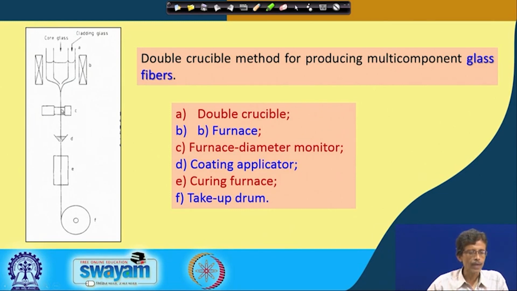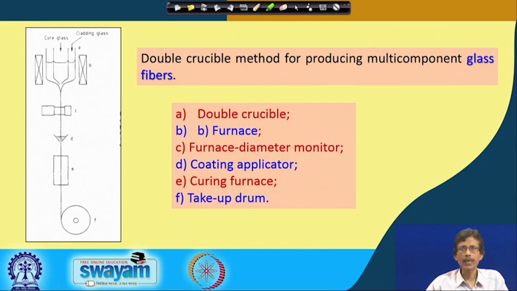Then C is the corresponding furnace diameter monitor. This can be the monitor of the diameter or the aperture through which the material will come out. Then D is required for the coating applicator. If you have a core glass, then cladding glass, finally you can put something else as the coating material. So D gives you the application of the coating material, and then E is nothing but your curing furnace.